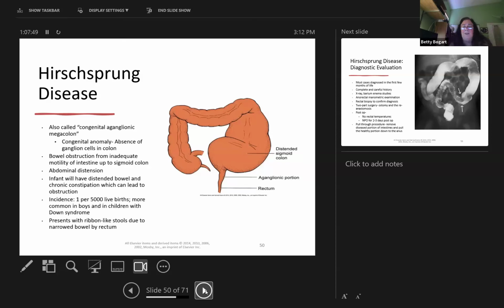So at birth, you would have a child that does not have stools or maybe might have a little bit of ribbon stools coming out that little tiny rectum. A little bit could squeeze out. Ribbon-like stools are a symptom of Hirschsprung's, okay? It looks like an icing thing when you put it on a cake, that little ribbon that comes out there. You would see a distended abdomen, but again, it doesn't hurt.